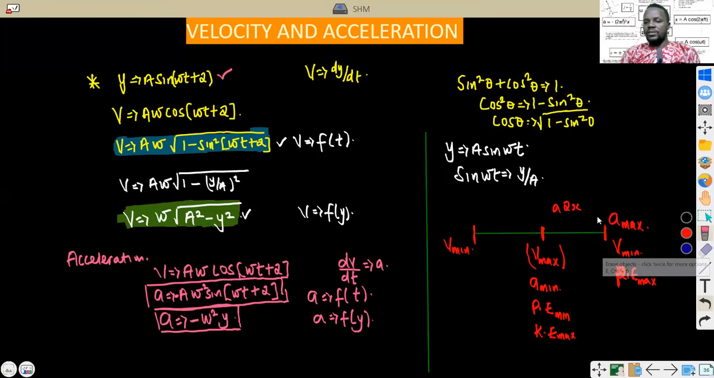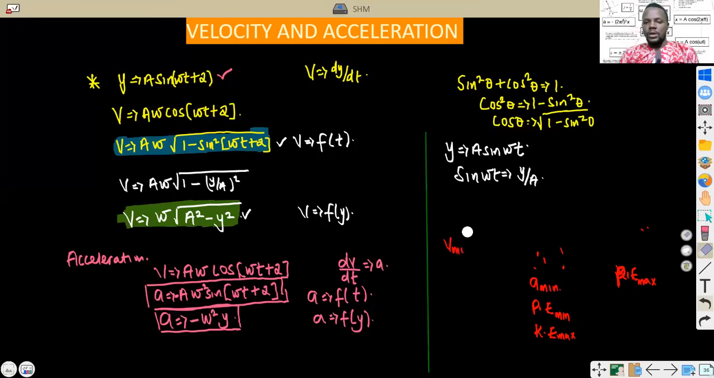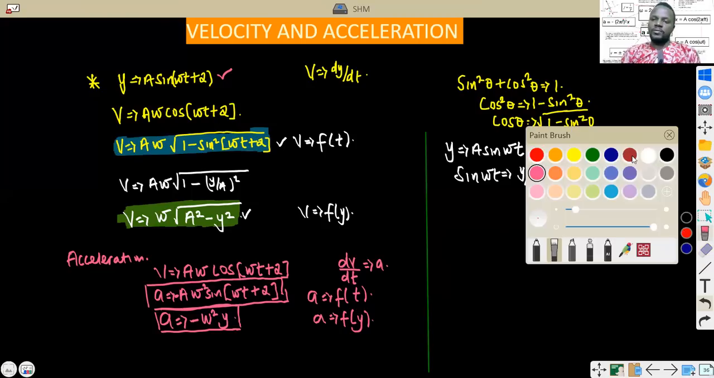I'll just clean up this side, for understanding's sake, then we bring out different formulas for acceleration, and I think that is where I will stop. I still have energy stored. I know there should be energy stored in the slide. I'm very sure about that.